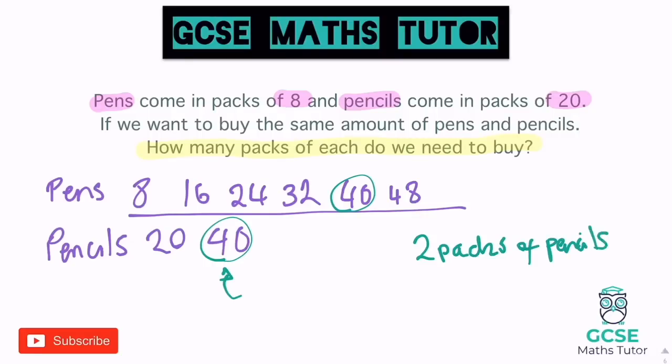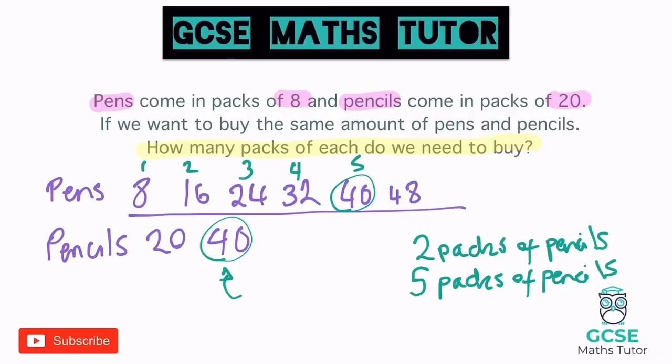And if we count along on the pens, we've got 1, 2, 3, 4, 5. So 5 packs of pencils. There we go. Now, to be fair, with this question, it said how many packs of each do we need to buy if we want to get the same amount? Now, you could have kept on going, actually.